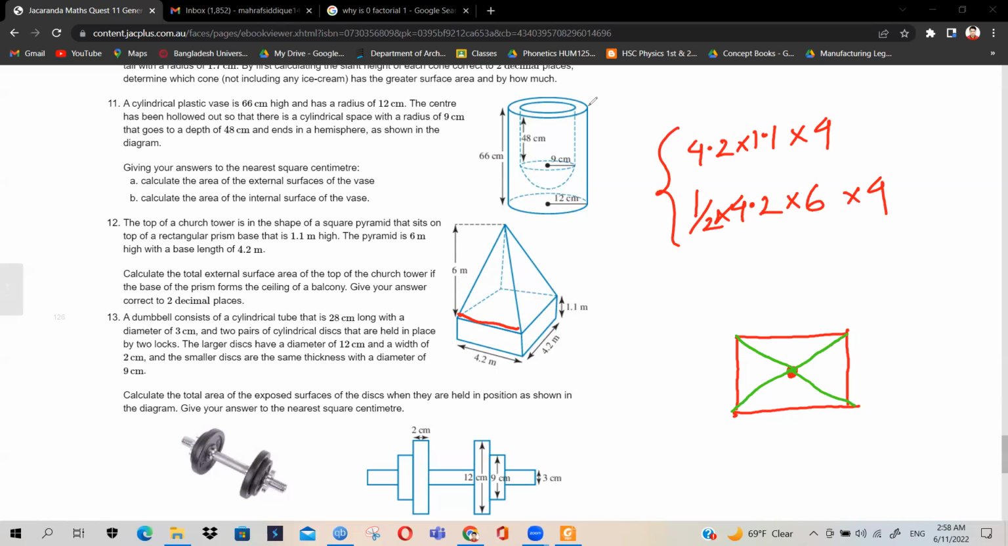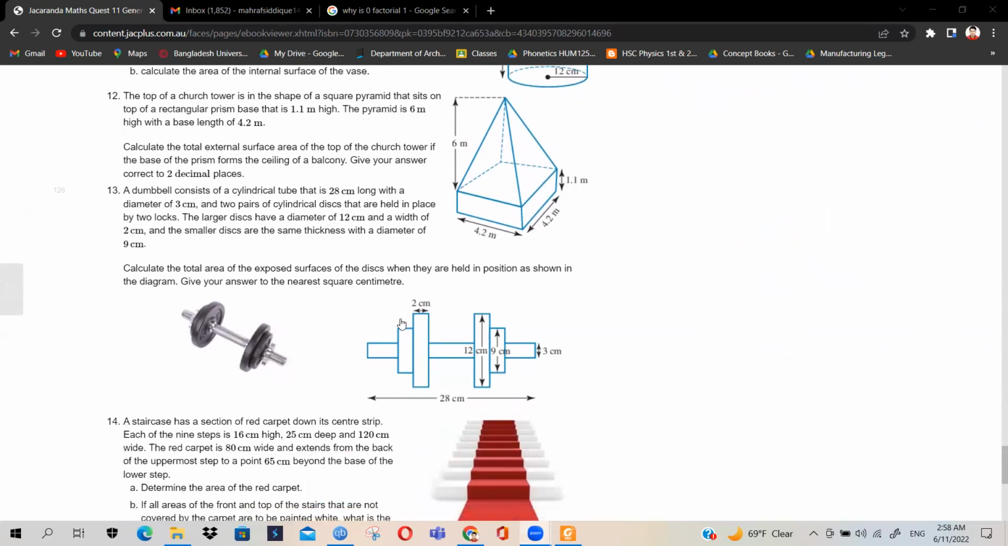Okay. It's a lot easier than calculating volumes.